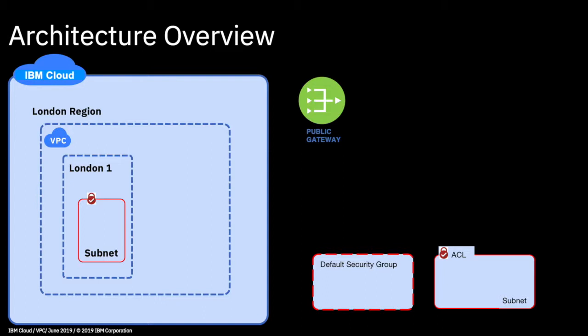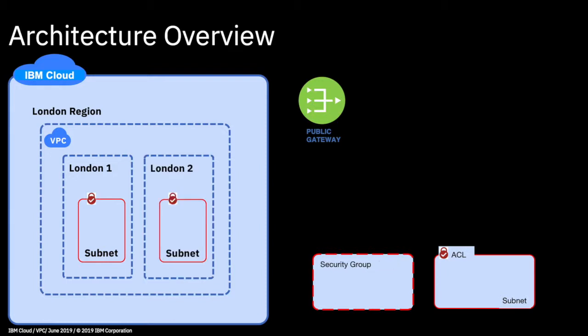So in this particular video, what we're going to end up with is a second subnet, which is going to be in London 2. Now, they're both going to have public access, so they've both got a public gateway on them. We've already got a default security group, and we've also got a default access control list, an ACL. So what I'm doing here is creating two subnets, both of which are going to be effectively a web tier. So I'm going to put web servers onto these.